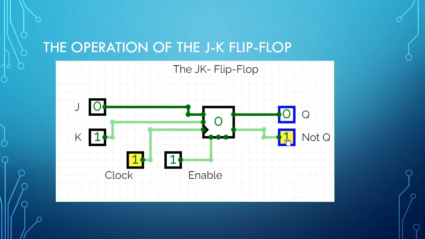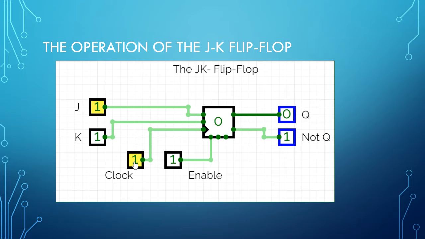All right, now let's see the special feature of the JK flip-flop when both inputs are 1. When both inputs are 1, the flip-flop will toggle, that is, the Q and the NOT Q will change states. It will change state on every clock pulse. Okay, so let's do it. So we have 1s in, so the flip-flop is primed to toggle.